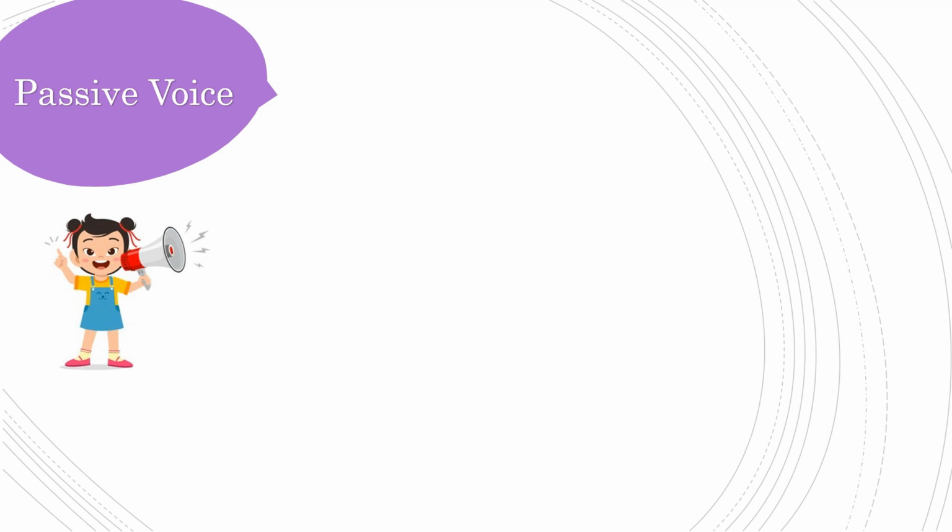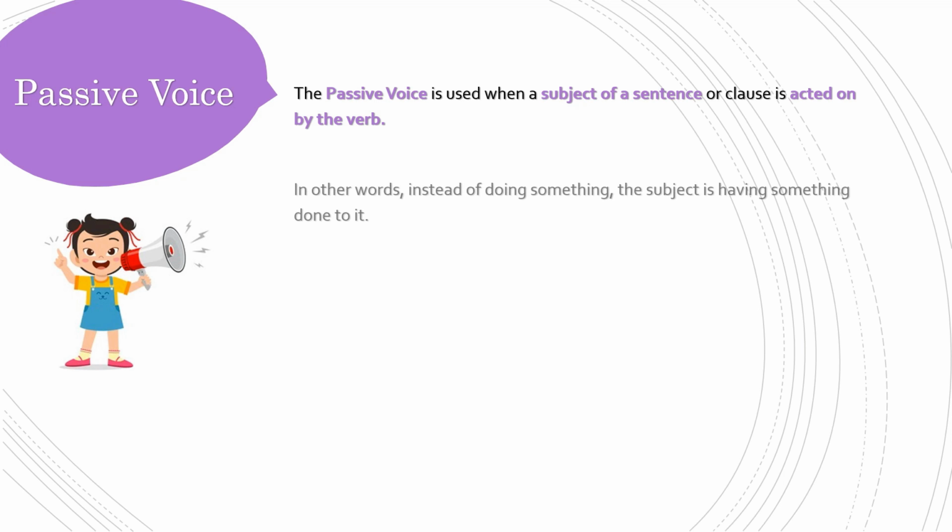Passive voice. The passive voice is used when a subject of a sentence, or clause, is acted on by the verb. In other words, instead of doing something, the subject is having something done to it.